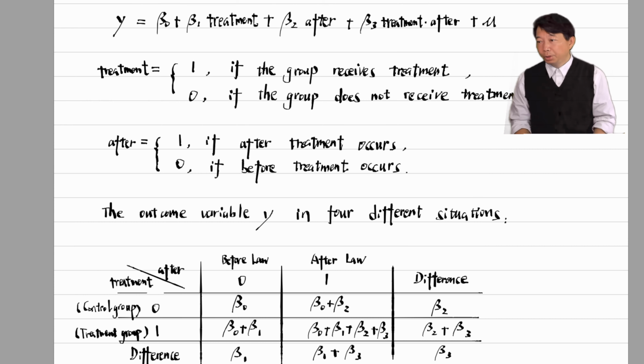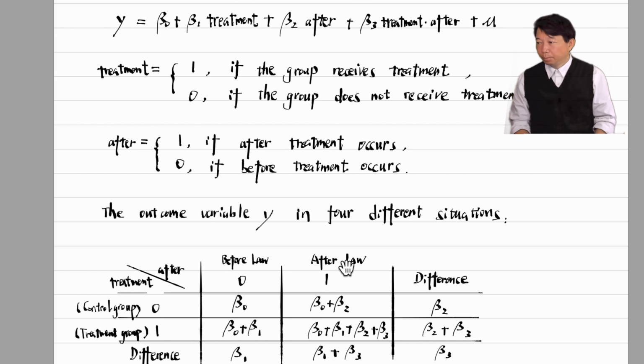Similarly, we can also read the table by columns. The second column represents the time before the law was enforced. The length of time on compensation for the control group of low-income workers equals beta 0. It equals beta 0 plus beta 1 for the treatment group of high-income workers. The difference between the two groups equals beta 1. It is the difference between them before the treatment occurs.